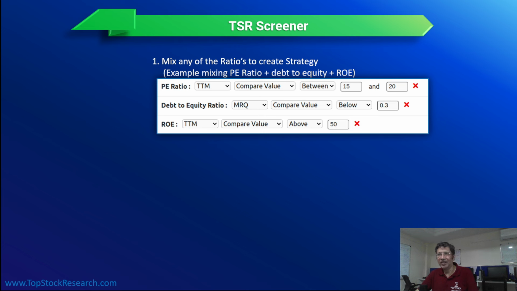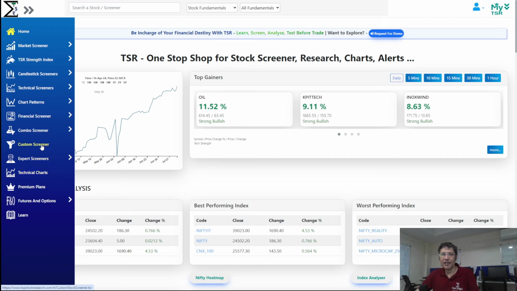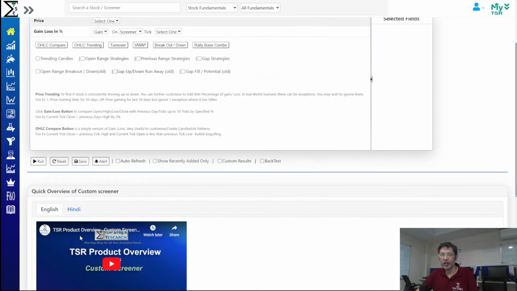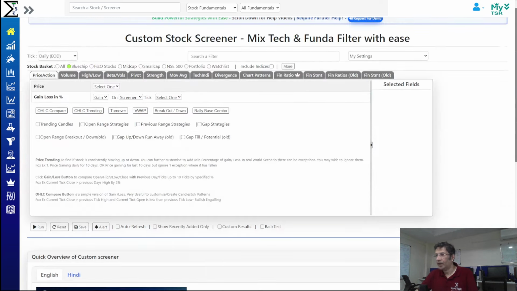So the first use case that we'll do is, we'll try to look for different ratios, which are a profitability ratio, then a solvency ratio, and value. Right. So three most important parts. We'll take a very simple example where we look for PE ratio, debt to equity, and ROE. So straight away going into the custom screener on the left hand side. If you're familiar with this, great. If you're not familiar with it, there's a video about it, in both English and Hindi, just below the custom screener. Or if you want to know about the product, the entire overview of the product is in English and Hindi available out here, right?